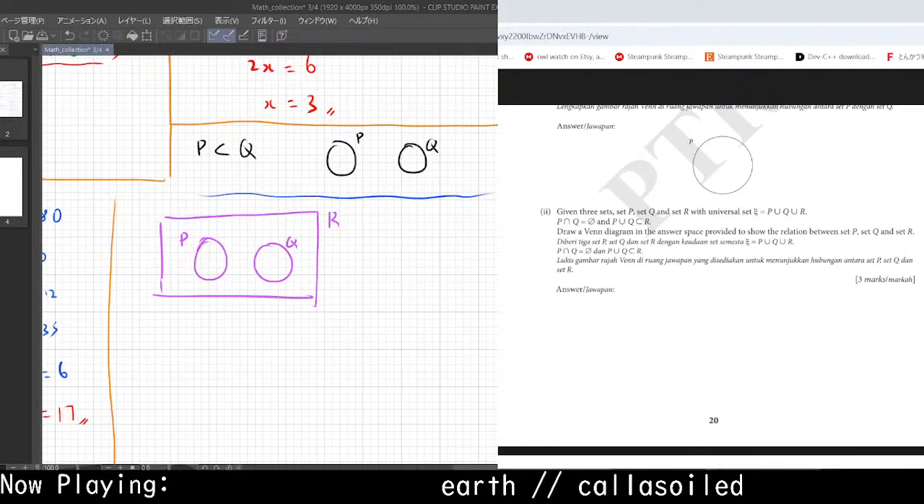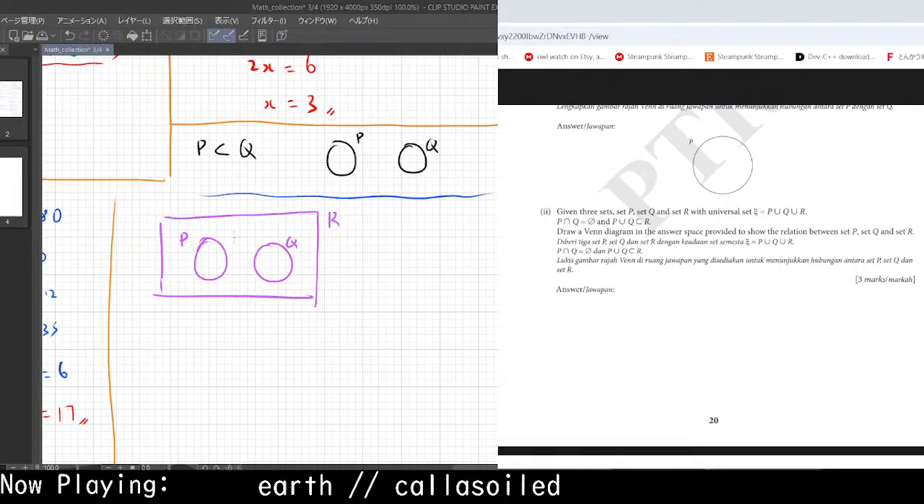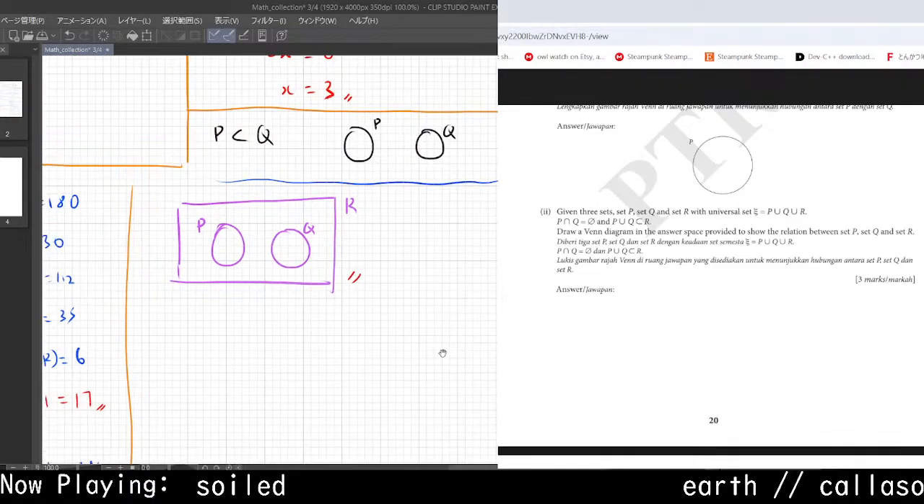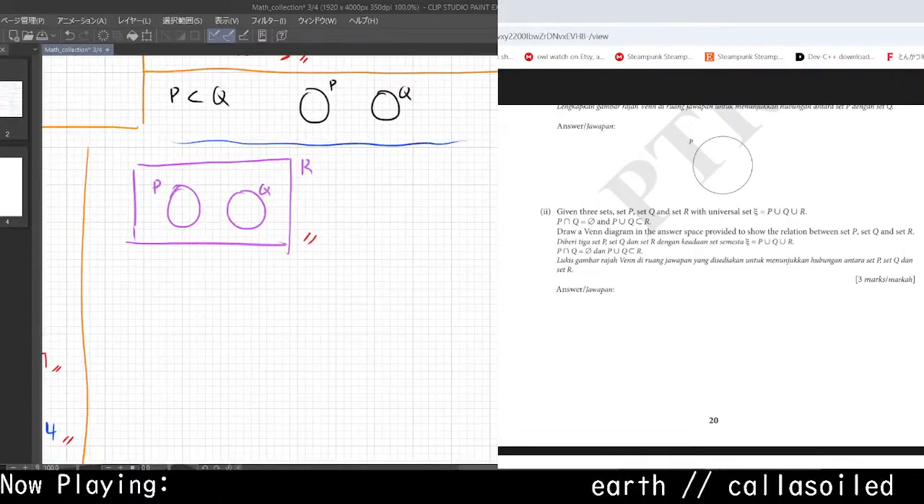You only have two conditions to fulfill. P and Q have no overlap. Done. P and Q together is inside R. Done. Therefore, there is nothing else you need to do. Okay, moving on.